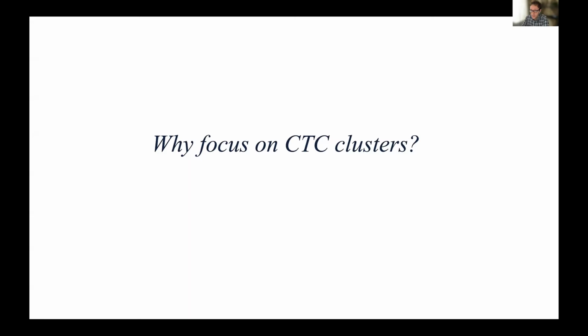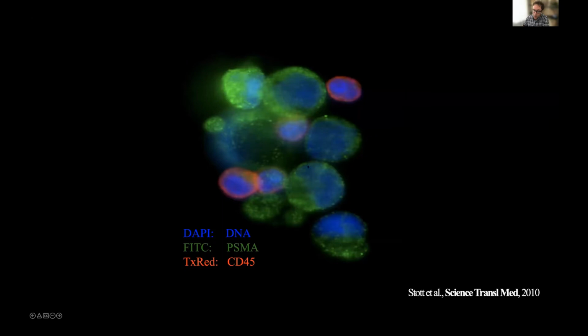When we started doing this, and the first work was done in the lab of Dan Haber in Boston, this is one of the first clusters of circulating tumor cells that we found there. We saw these clusters, but we really didn't know what to do with them because that was not what the literature was telling us. Literature was somehow telling us that metastasis happens through single tumor cells that get away from the tumor and metastasize, even losing their cell-cell junctions.